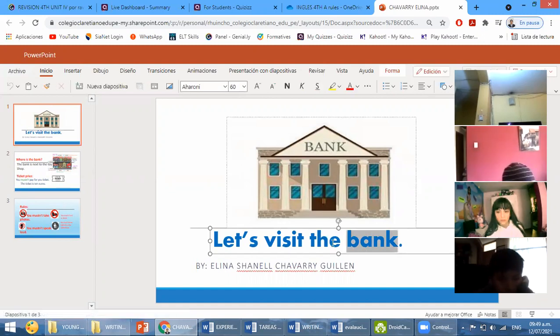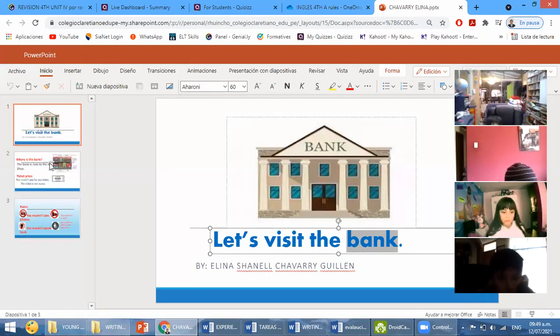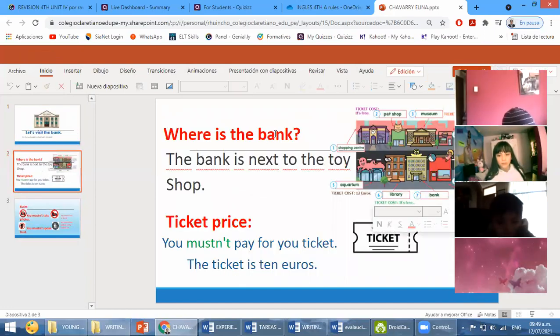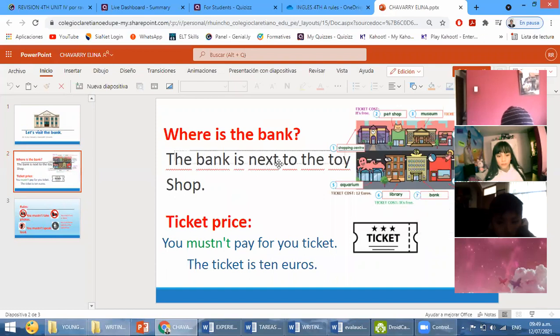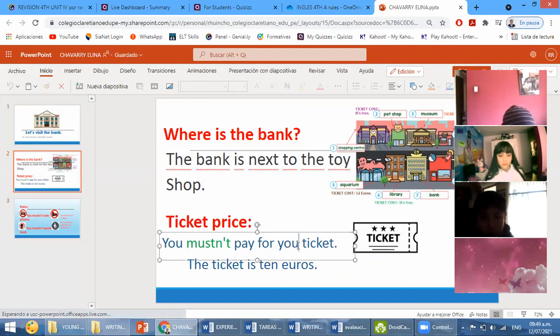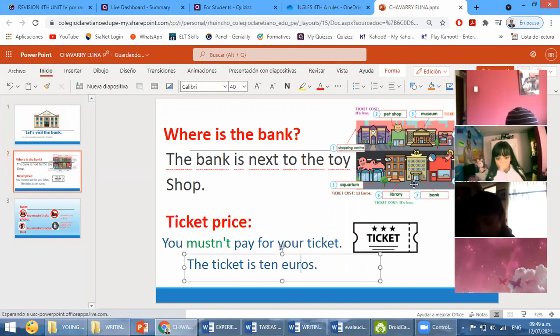Like Elina, ¿no? Elina says, where is the bank? That is good. In the number two. Where is the bank? That is perfect. The bank is next to the toy shop. Yes, it's next. You mustn't pay for your ticket. For your ticket. The ticket is 10 euros.